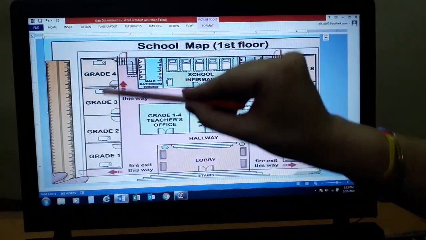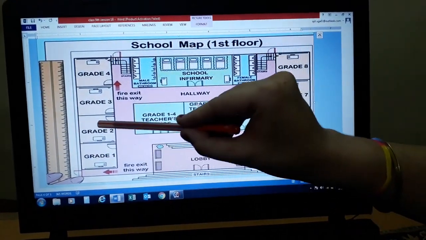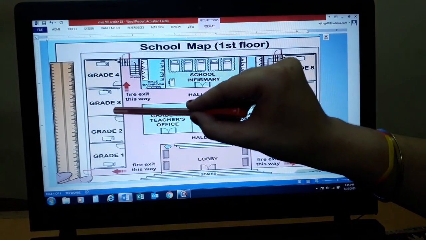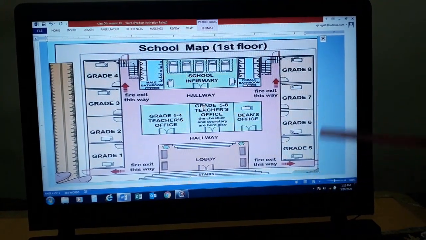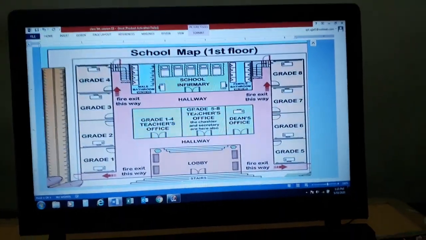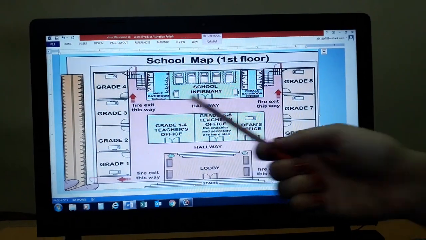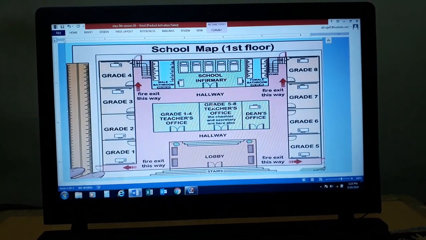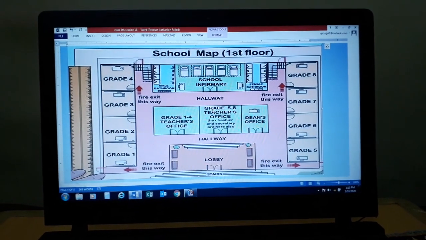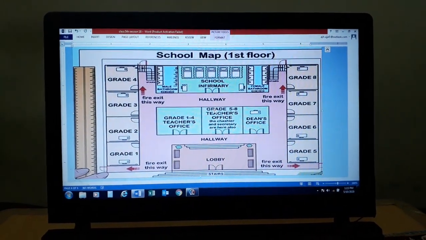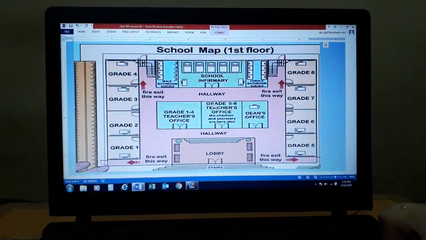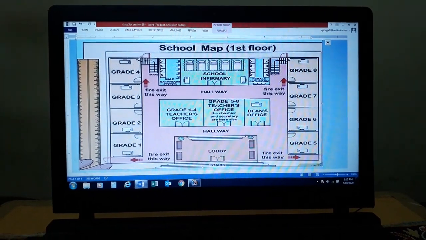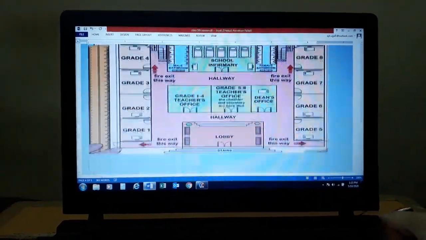Then these are the classes, you can see grade 1, class 1, class 2, class 3, class 4, and like this the classes are marked. So students, in this very small map, you can also see the male washroom and the female washroom. Like this, I am explaining a very small map so that you can also make a school map. We have discussed some of the portions of the question here.